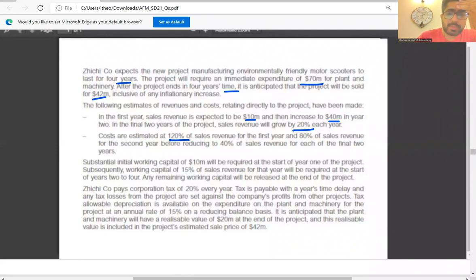Substantial initial working capital of 10 million will be required. Subsequently, working capital of 15% will be required at the start of years 2 to 4, and the remaining working capital will be released. ZHICHI pays tax of 20% every year. Tax is payable with a year's time delay. Any tax losses are set off against the company's profit. TAD is 15% on a reducing balance basis, and plant and machinery will have a realizable value of 20 million. The whole project will have a scrap value of 42 million, but plant and machinery would have 20 million, and this is included in the 42 million. Okay.